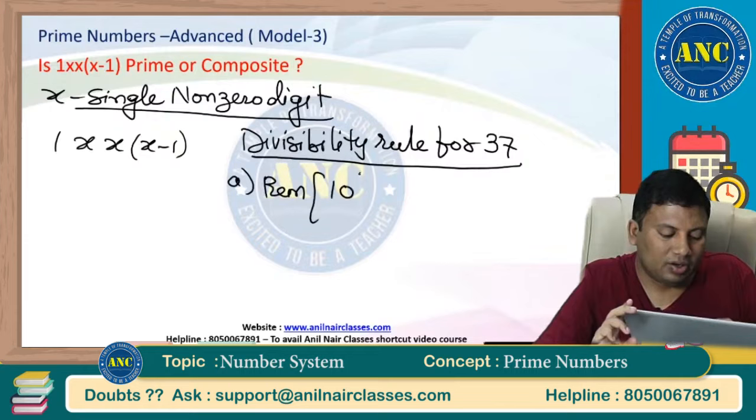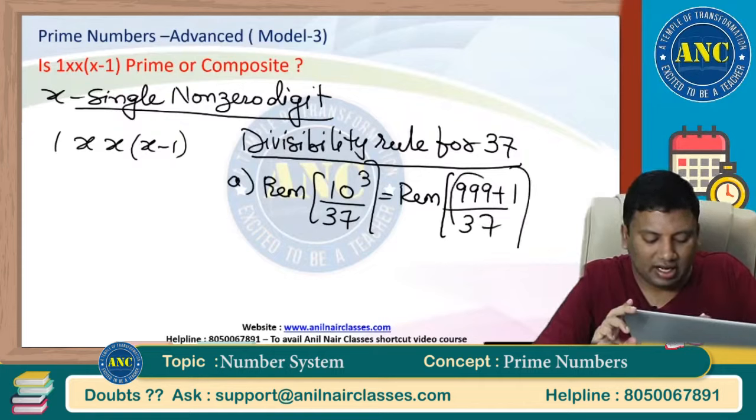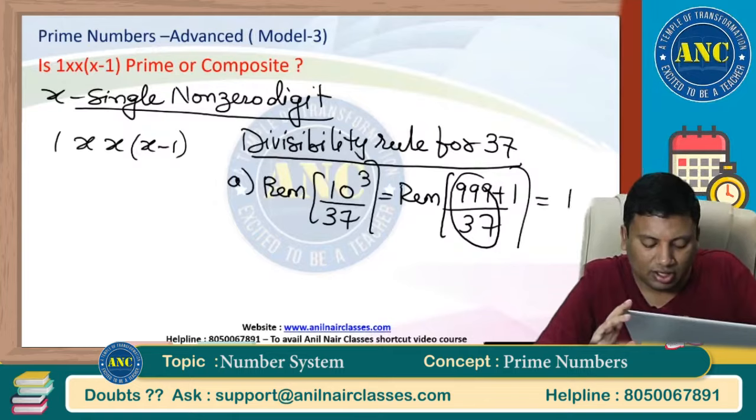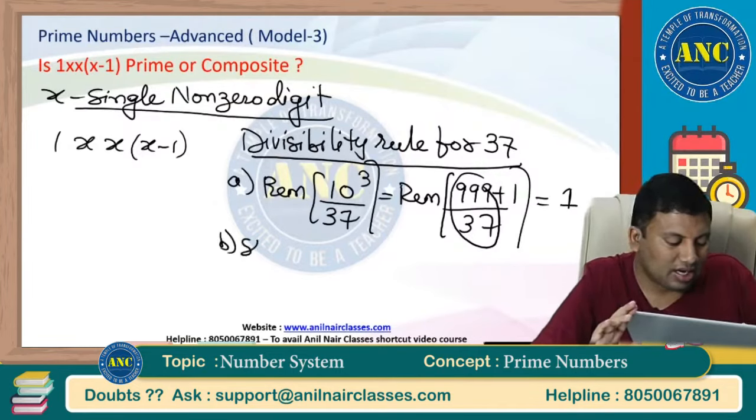the remainder when 10 cube is divided by 37. 1000 divided by 37 is nothing but 999 plus 1 divided by 37. 999 is perfectly divisible by 37. So the remainder is 1.